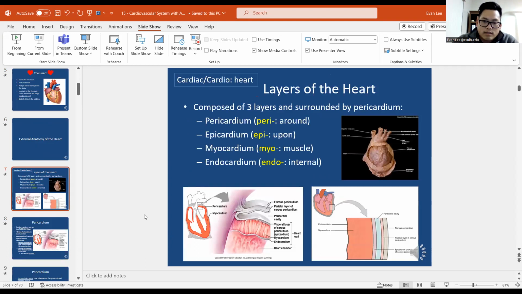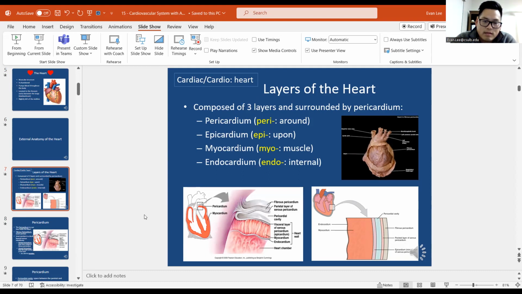Now, looking at the heart tissues and the coverings of the heart, we can see that we have a few major layers. If you look at the heart, you have a few major layers, but there's something that you can see in each of the different layers, which is the word cardia, which makes sense because remember the word for heart is cardio.